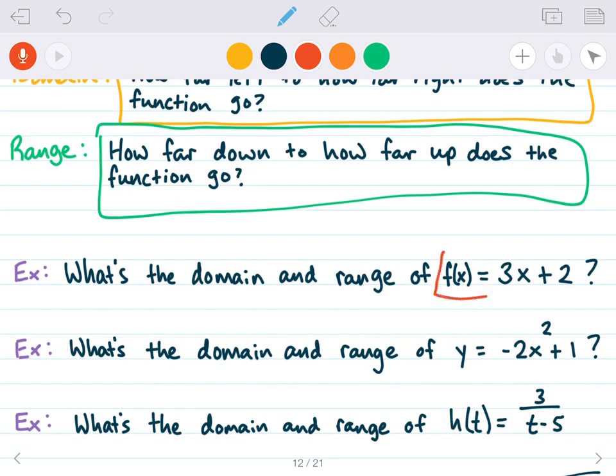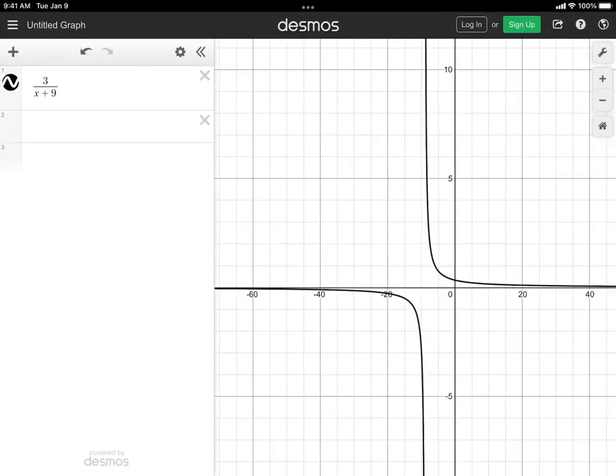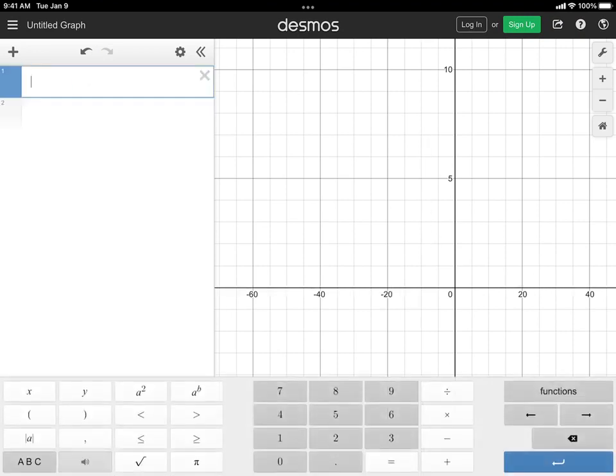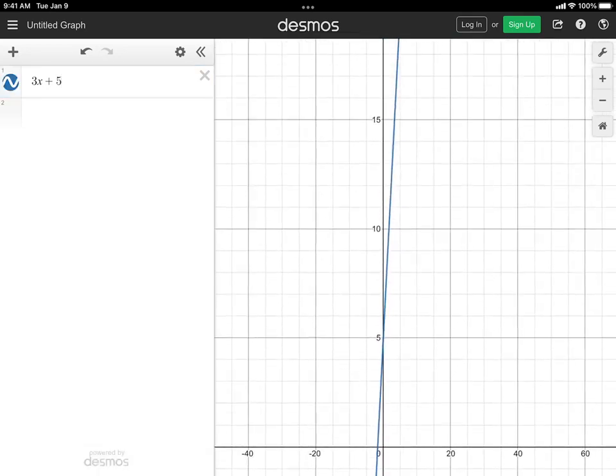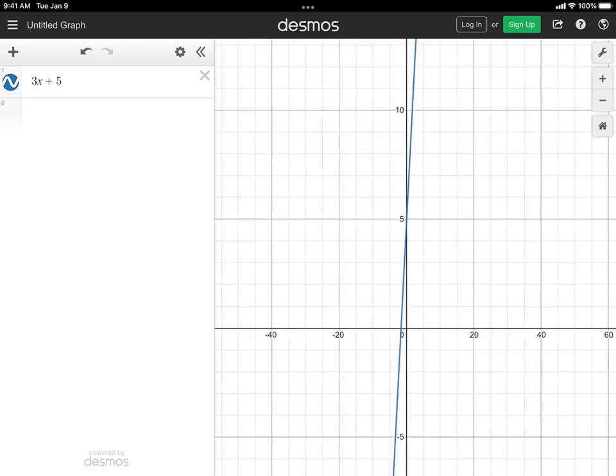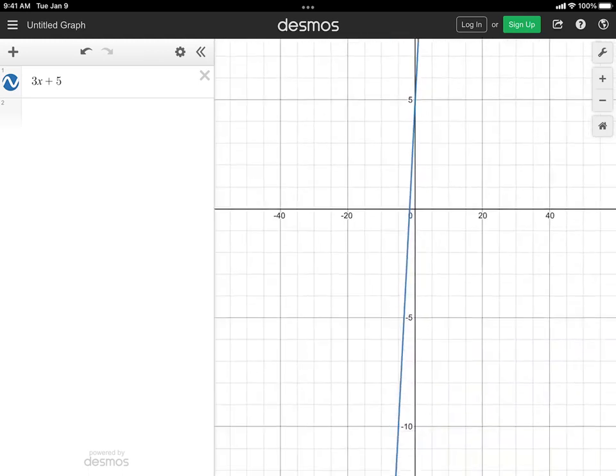The first one is we want to find the domain and the range of this function, 3x plus 2. And what you should do is you should go to desmos.com for these problems and for your homework problems. And once you go to desmos.com, you can just type in this left-hand tab, we're going to type in our function, which is 3x plus 2, and Desmos is going to graph it for us. Okay, and we can see that it's a line, and so the first question is how far to the left to how far to the right does it go?